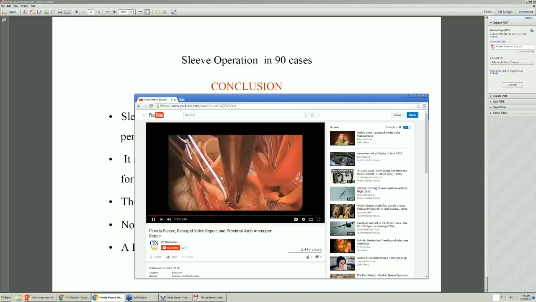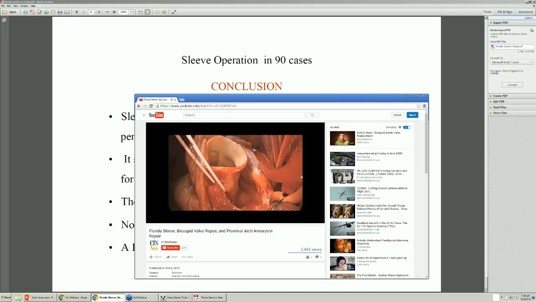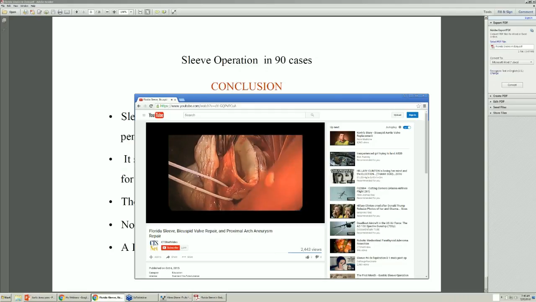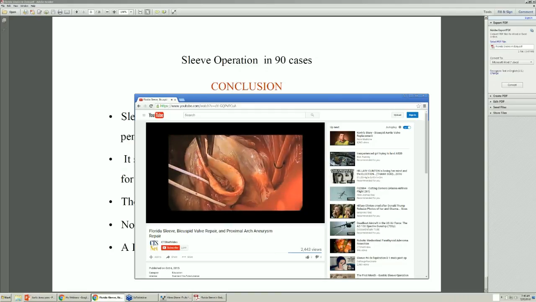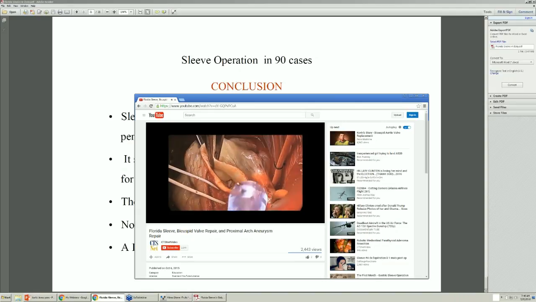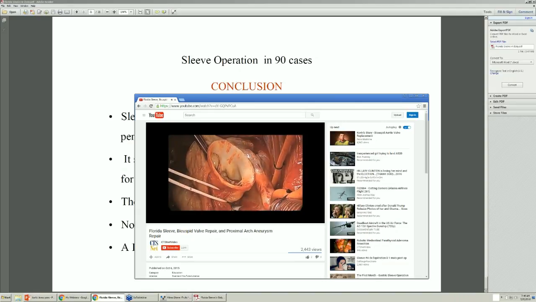Here we're passing the right angle clamp under the left coronary artery and passing in a vessel loop. We do this similarly under the right coronary artery, and this will facilitate placement of the graft in certain sutures throughout the procedure.